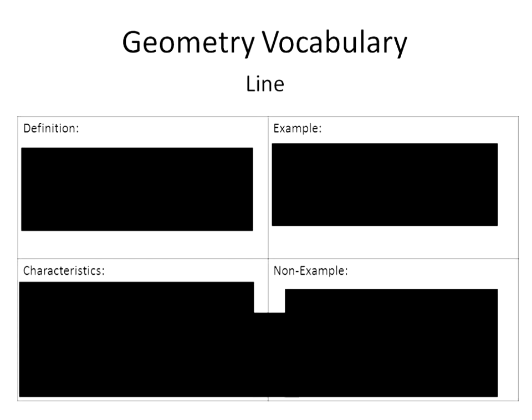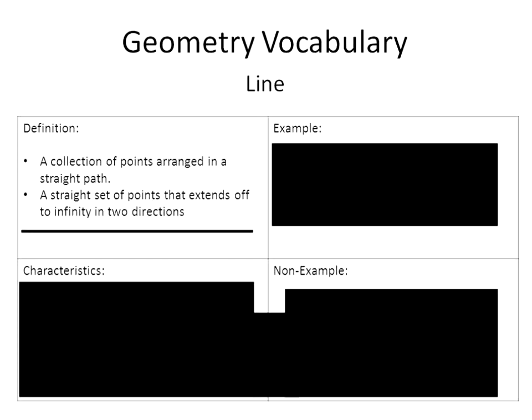So here's a couple different versions of a definition for line. First one, it says a collection of points arranged in a straight path. The next one is probably a little bit more accurate because of something it has in there the first one doesn't. It says a straight set of points that extends off to infinity in two directions. The probably more accurate one is that part has the infinity.